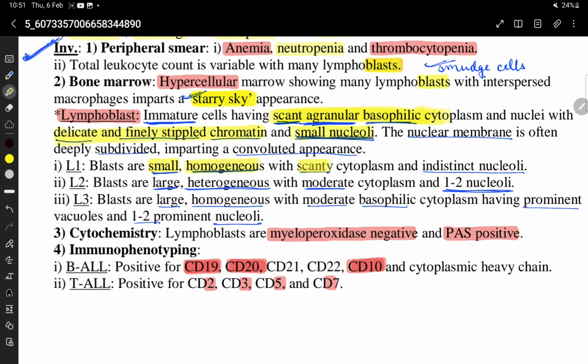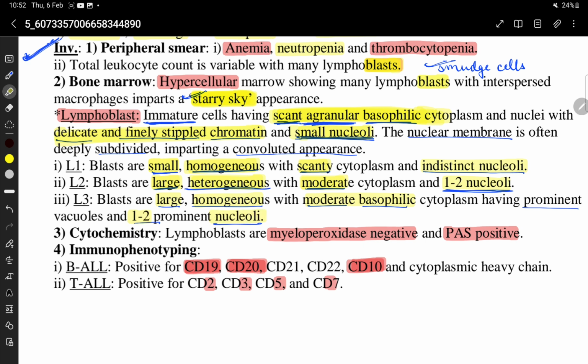So L1 blast is small and homogeneous. It has scanty cytoplasm with indistinct nucleoli. L2 blasts are large and heterogeneous with moderate cytoplasm and 1-2 nucleoli. L3 blasts are large, homogeneous with moderate basophilic cytoplasm, having prominent vacuoles and 1-2 prominent nucleoli.